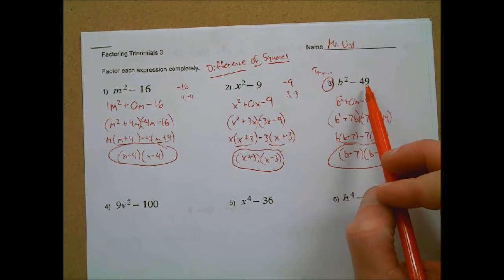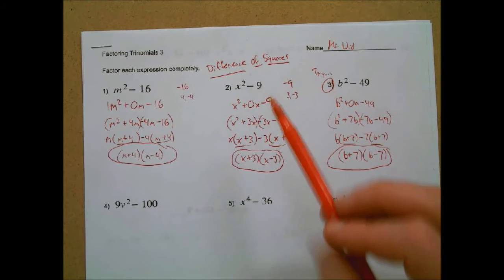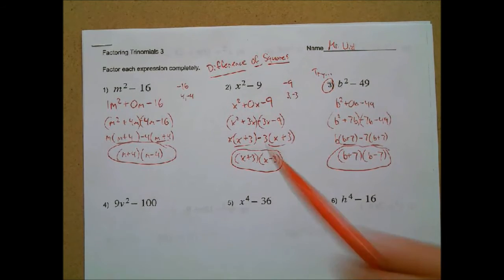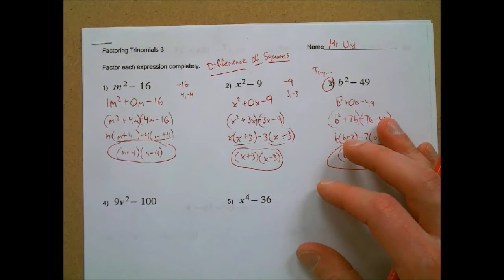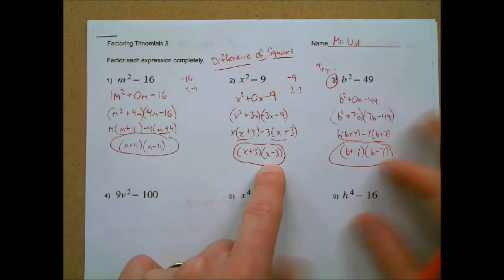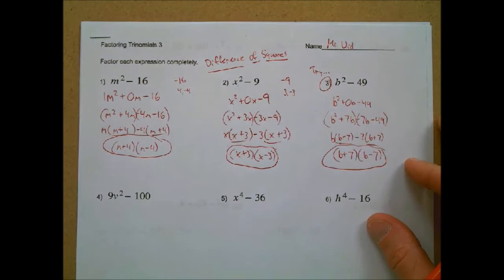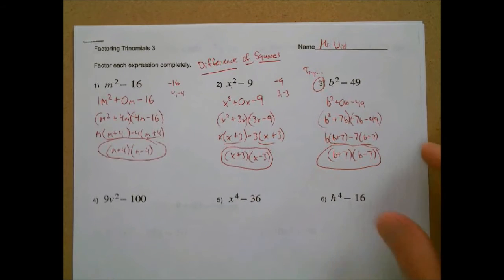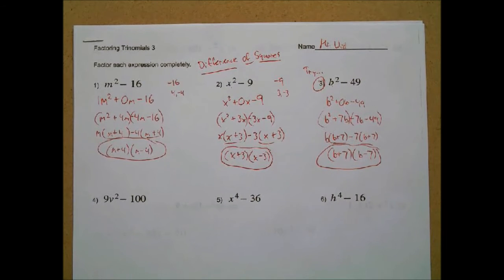And you can see how these factor. They factor very regularly, right? 16 is a square of 4, so you have m plus 4, m minus 4. 9 is the square of 3, x plus 3, x minus 3. 49 is the square of 7, b plus 7, b minus 7. Okay?